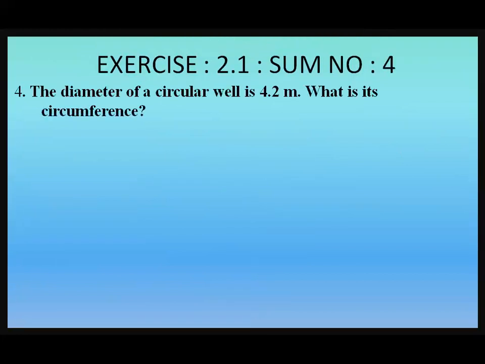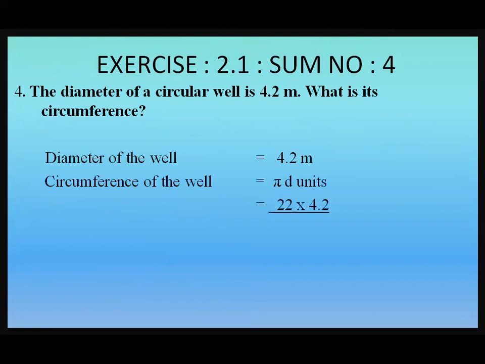Sum number 4. A diameter of a circular well is 4.2 meters. What is its circumference? The diameter is given. Let's find the circumference. Circumference is pi d units. So 22 by 7 into 4.2. 7 will cancel 4.2 0.6 times, or it is 0.6 into 22, which is 13.2 meters.